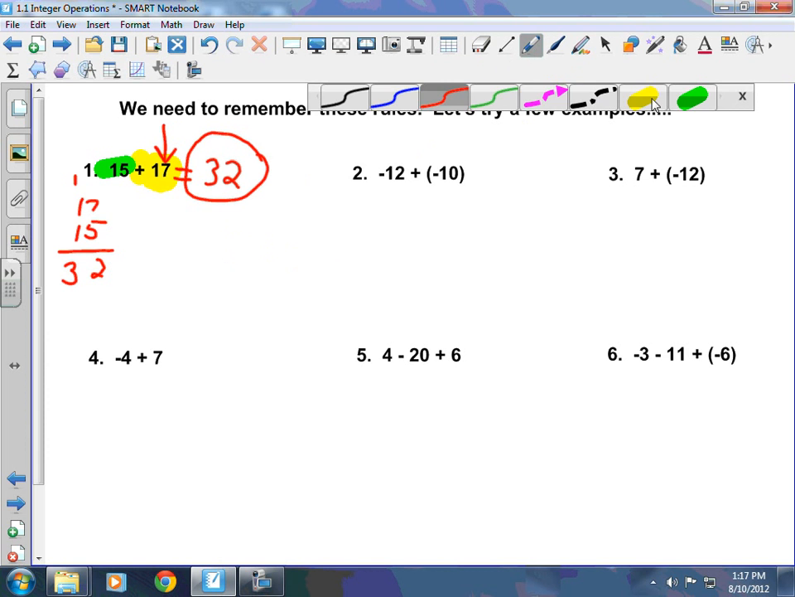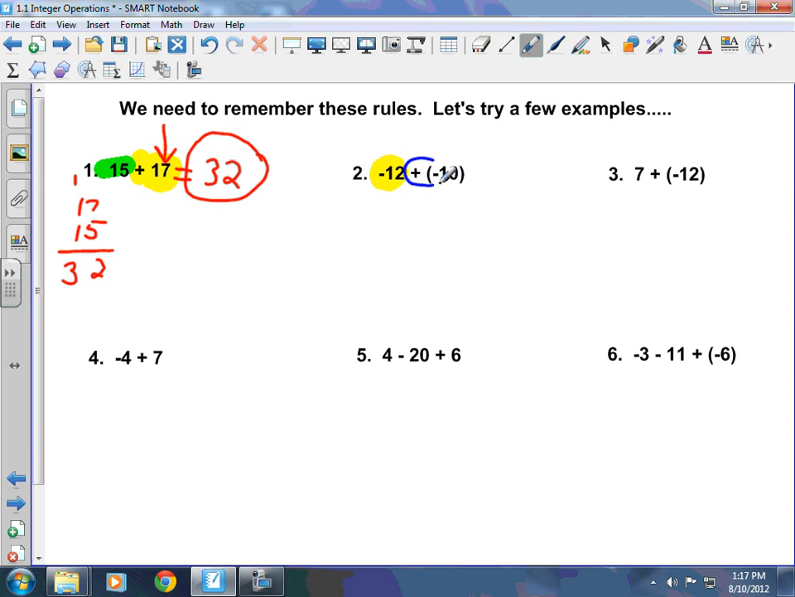Number 2 has a negative 12. Then you see a plus minus 10. You cannot have two signs together. You have to simplify that and make it one sign. When you have two signs together, they have to change to one sign. A plus and a minus makes this sign a minus. So I'm going to have negative 12 minus 10. So I'm going to rewrite it.